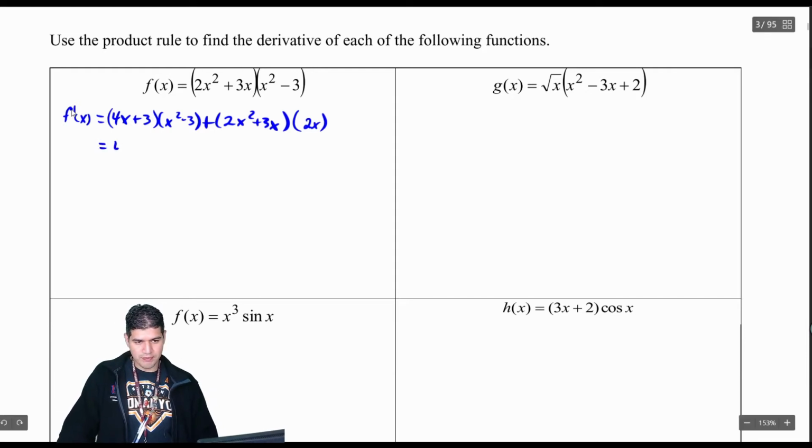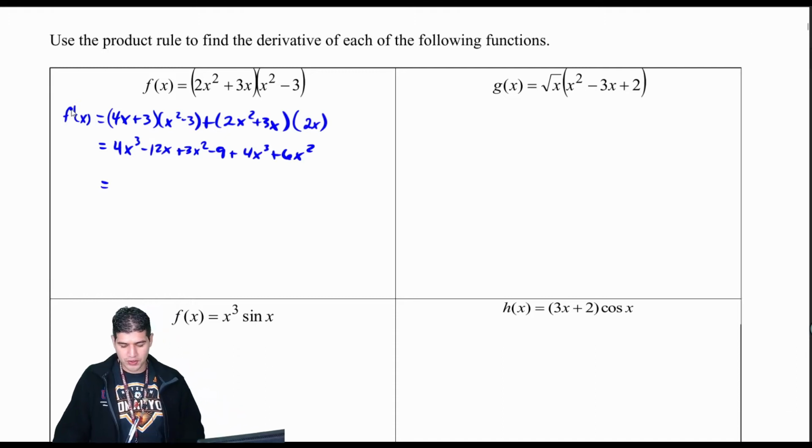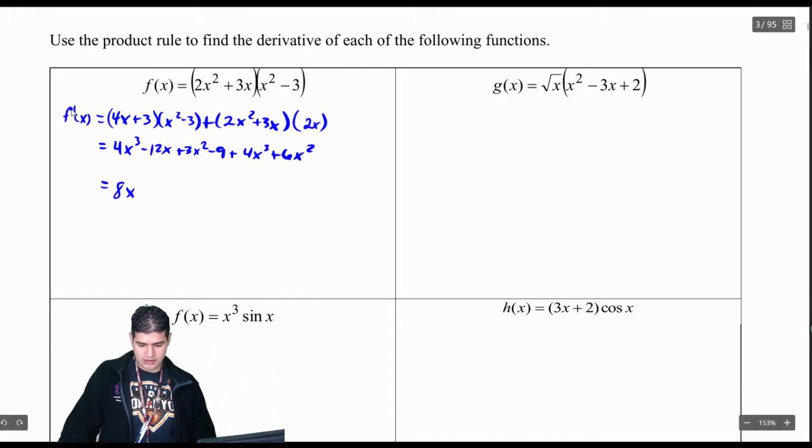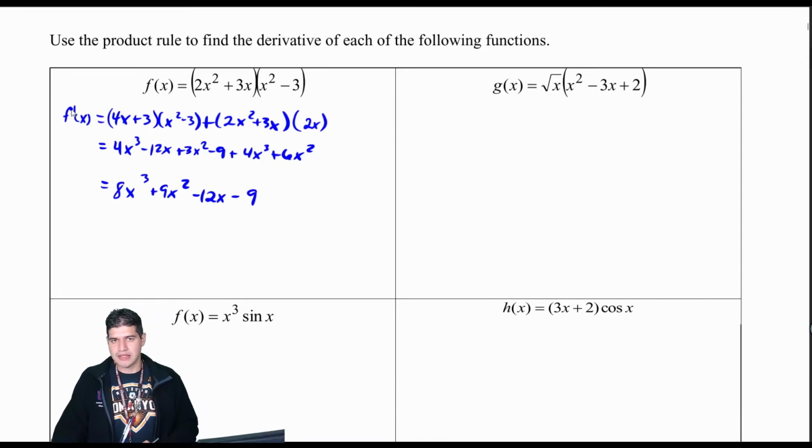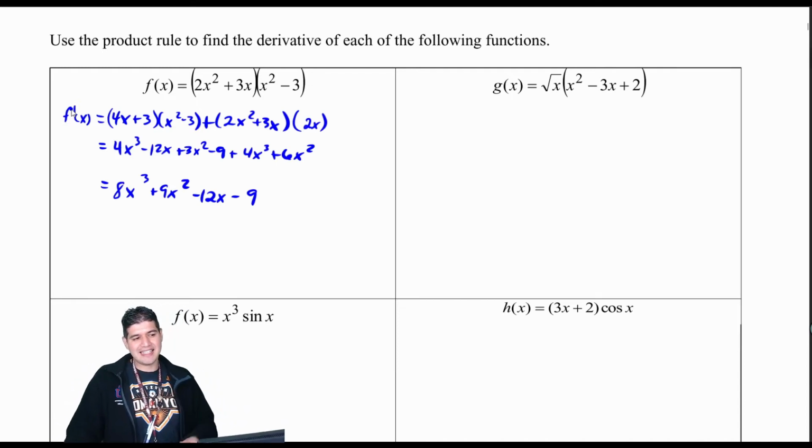All right, so that's going to get me 4x cubed minus 12x plus 3x squared minus 9. And then over here, I'll get plus 4x cubed plus 6x squared. All right, and so what is our final derivative when I combine all of those like terms? Well, I'll get 8x cubed plus 9x squared minus 12x minus 9. And so that's me using the product rule in this case. So let's jump over to our second example.